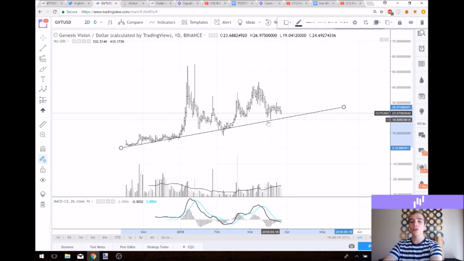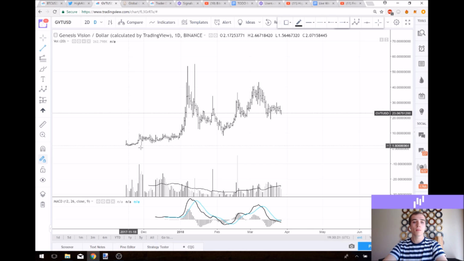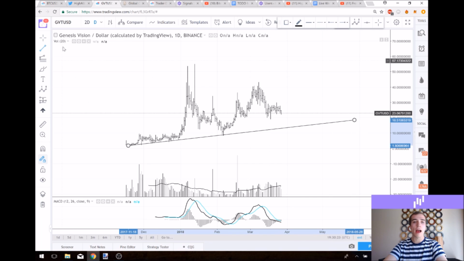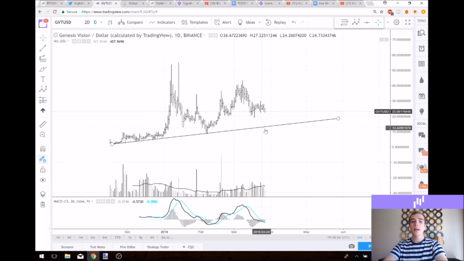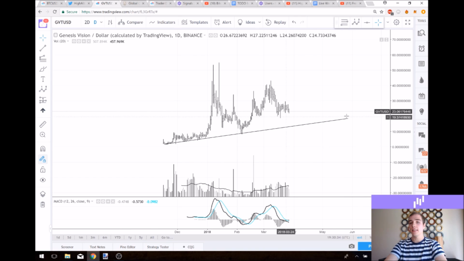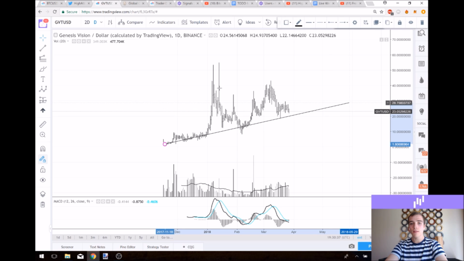Some people may draw their trend line like this and not let that happen. But in my opinion, I'll show you why in just a second, this isn't correct and you need a little bit of leeway. There's a couple things pointing this out to me, so I'll just show you those right off the bat. Okay, let me just fix it to the way that I had it.